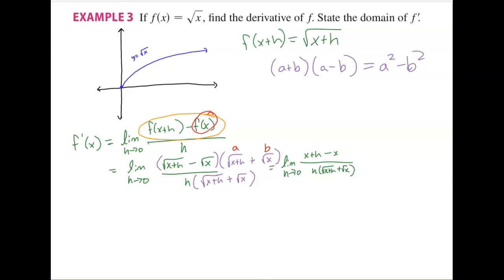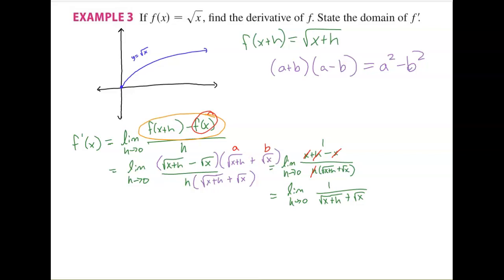All right, so what happens? I can get rid of x's, right? Those cancel. And then all I have left in the numerator is an h, and I also have a factor of h in the denominator. So I can divide out an h here. My numerator just becomes a 1. So we have the limit as h approaches 0 of 1 over root x plus h plus root x.